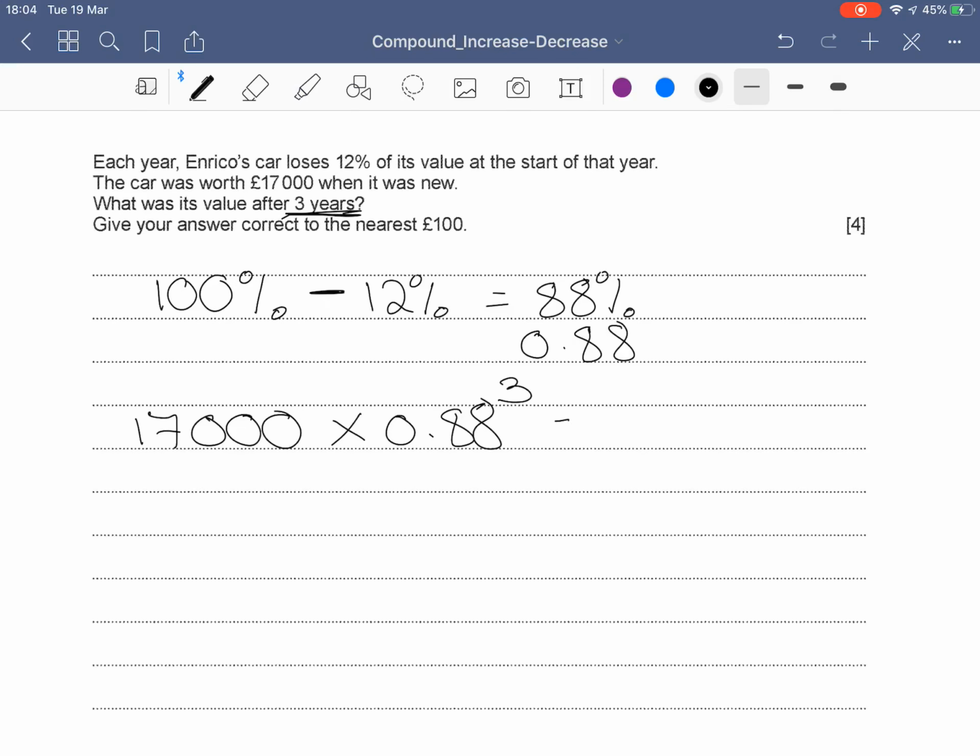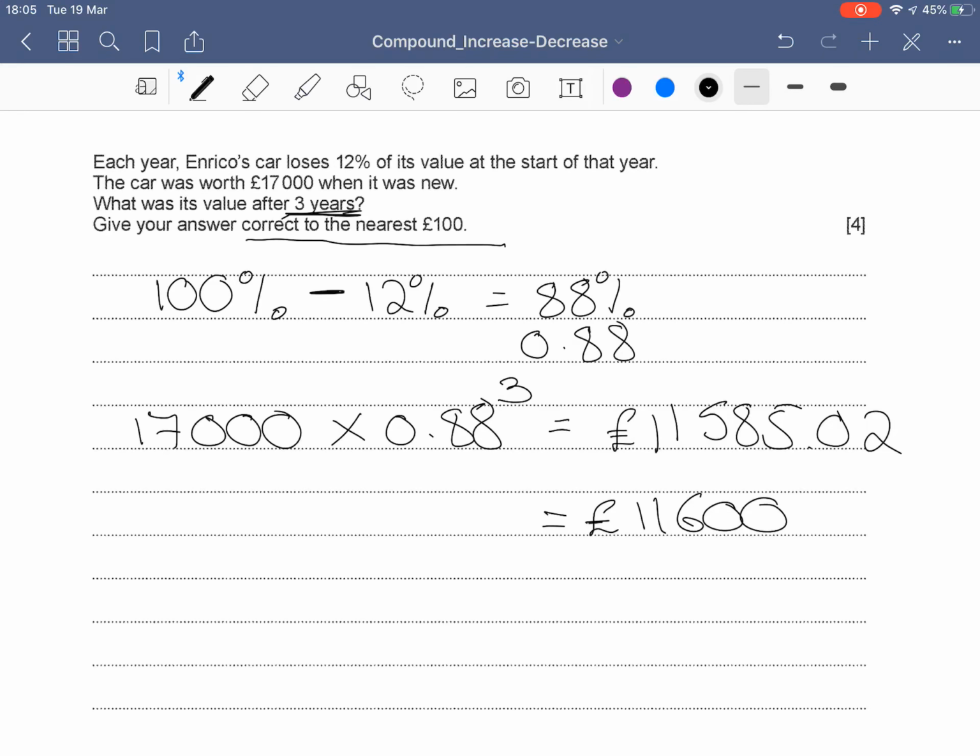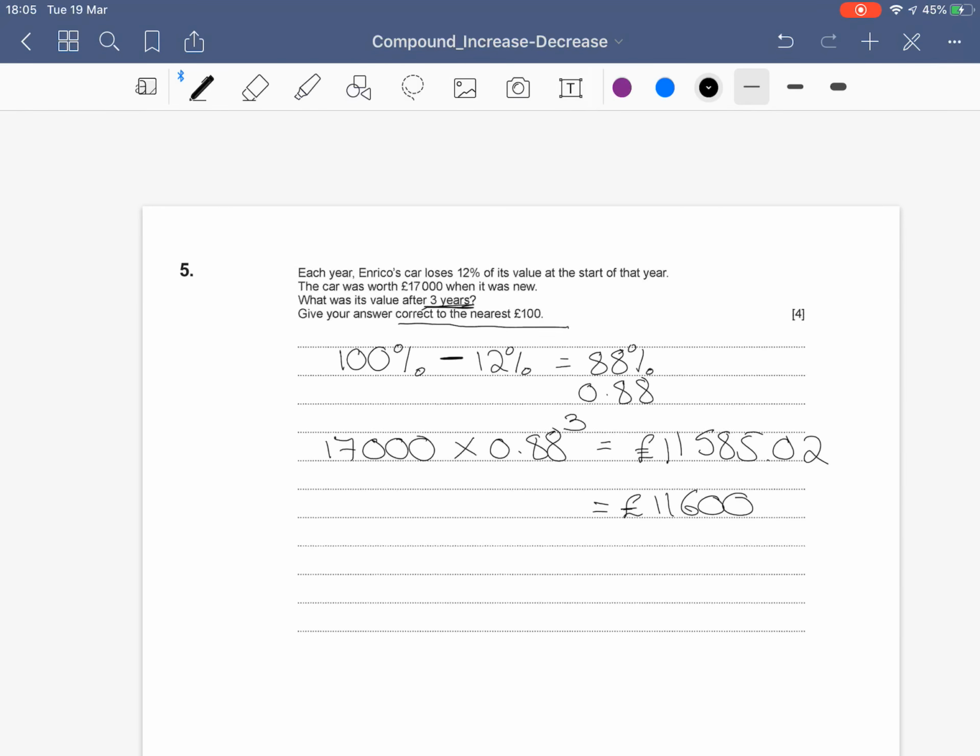So when I put that in my calculator, I get £11,585 and 2 pence, but they want it correct to the nearest £100, which is £11,600. So it loses quite a bit of value after the 3 years.